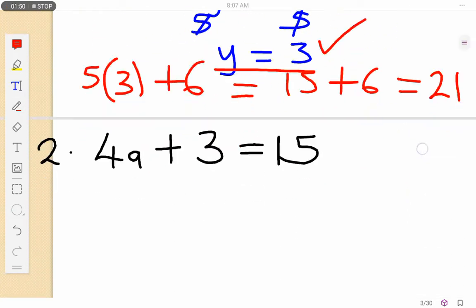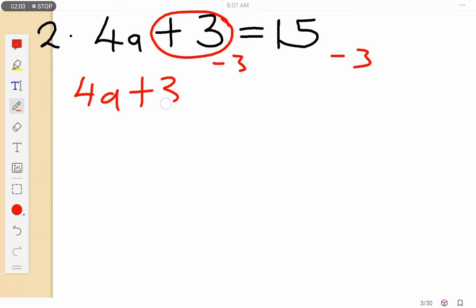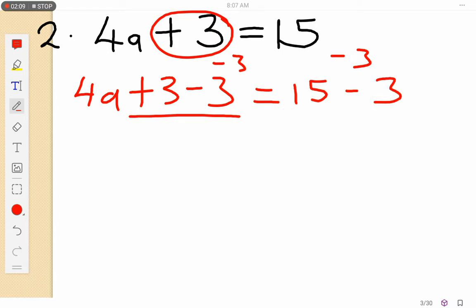Okay, let's go on to the next equation. For this one, we have got a plus 3 here, so I can simply take minus 3 that side. So I'll have 4a plus 3 minus 3 is equal to 15 minus 3. Here we get a 0, so we'll remain with 4a is equal to 15 minus 3. 15 minus 3, we get what? We'll get 12.